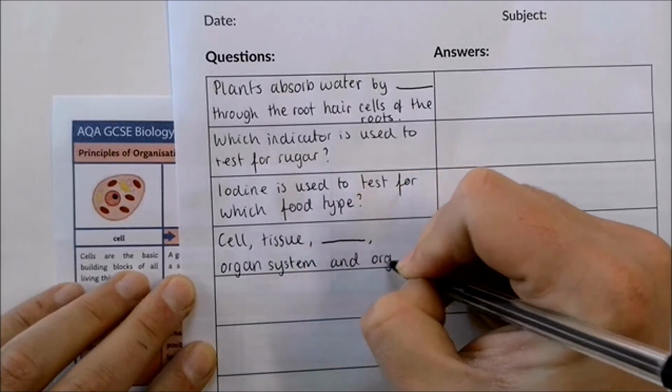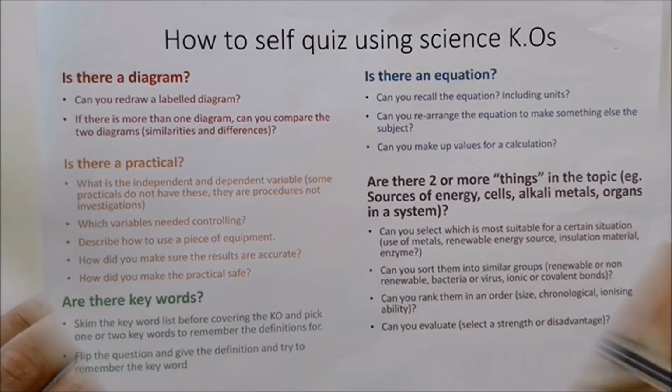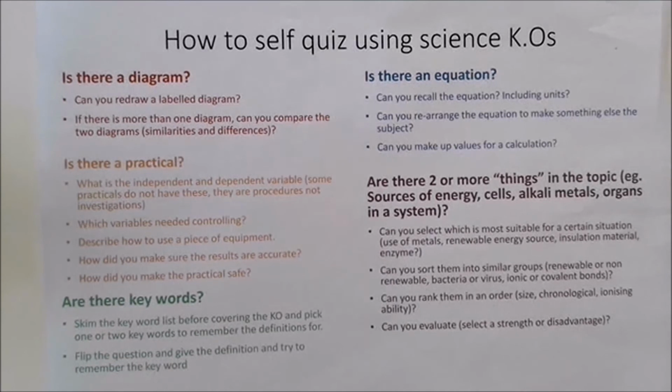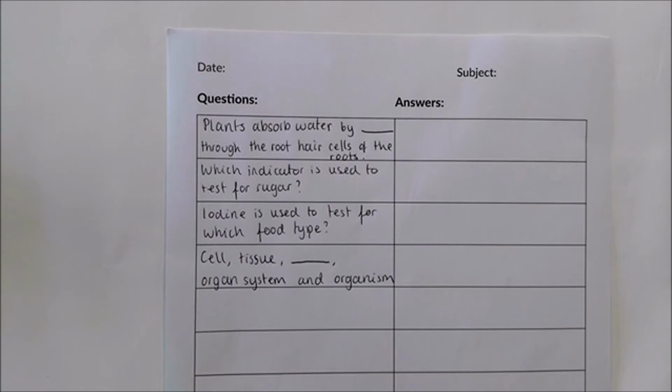and organism. Once becoming proficient with keywords, students may wish to move on to advanced self-quizzing techniques. And we've got a variety of different prompts, such as, is there a diagram? Is there a practical, an equation? Or are there 2 or more things, such as models or processes that they could compare? Underneath each of these questions, there are sub-questions that students could do in order to help them with self-quizzing. Once the questions have been written, the student should be closing their knowledge organiser and attempting to answer the questions.